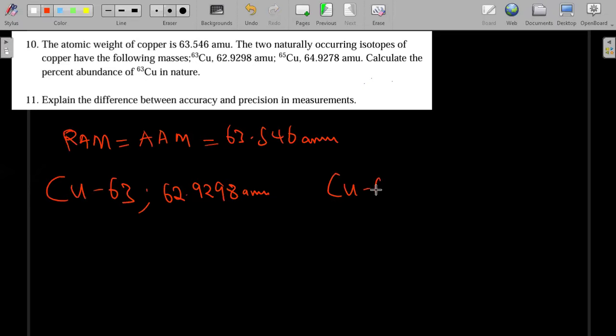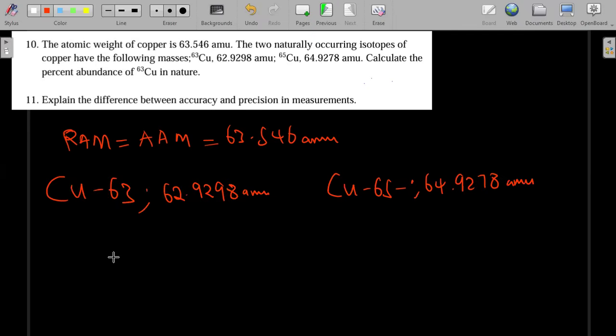So copper-65 has a mass of 64.9278 atomic mass units. Okay, so this is what we have. Now what's the question? The question says calculate the percentage abundance of copper-63. So how are we going to calculate that?